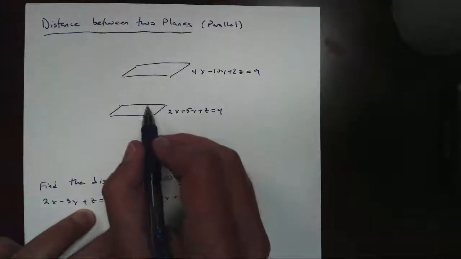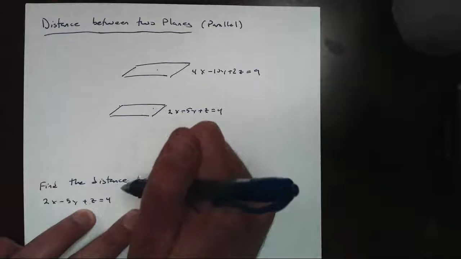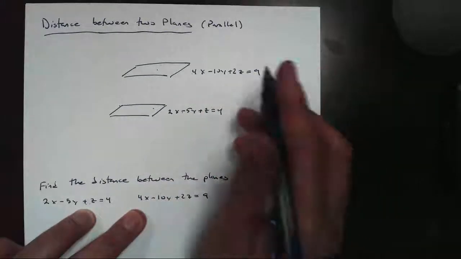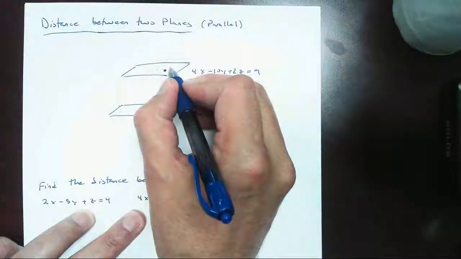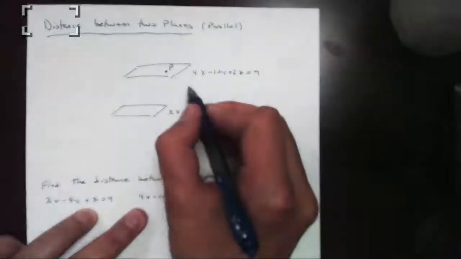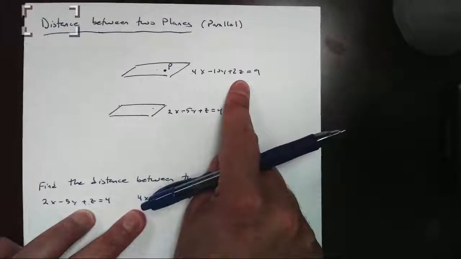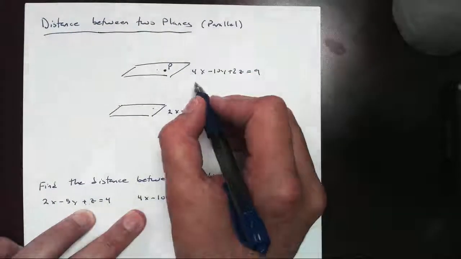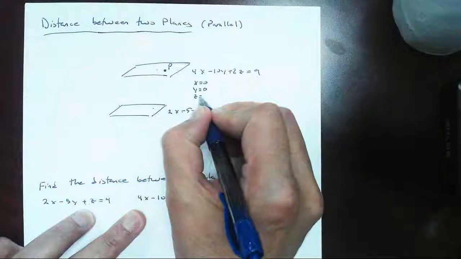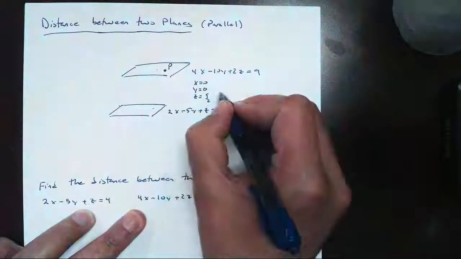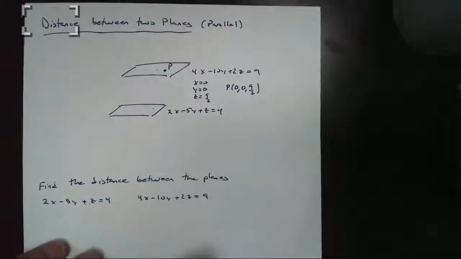Now it would be really super easy if I knew that one point on one is directly above one point on the other. But we don't know that, so we're going to pick one of these planes and just pick a point on it. I'll pick a point on the top plane and call it point P. I can get P by picking values for x and y and then solving for z. For example, if I let x be 0 and y be 0, z will be 9 over 2. So P will have the coordinates 0, 0, 9 halves.